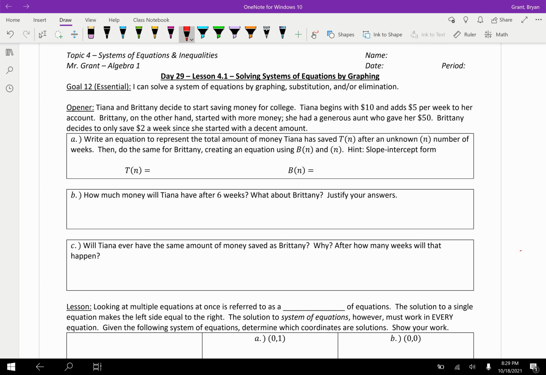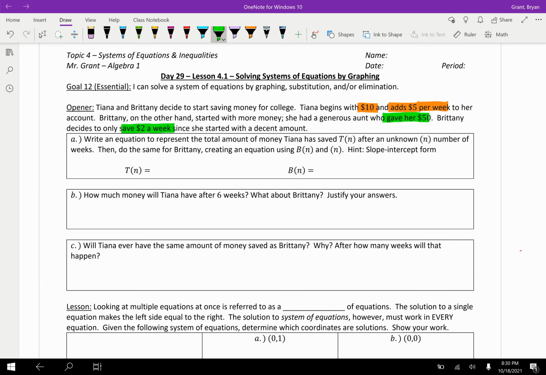So let's start with the opener, and then we're going to go back and discuss what a system of equations actually is. Tiana and Brittany decide to start saving money for college. Tiana begins with $10 and adds $5 per week to her total. Brittany, on the other hand, started with more money. She had a generous aunt who gave her $50. Brittany decides to only save $2 a week since she started with a decent amount.